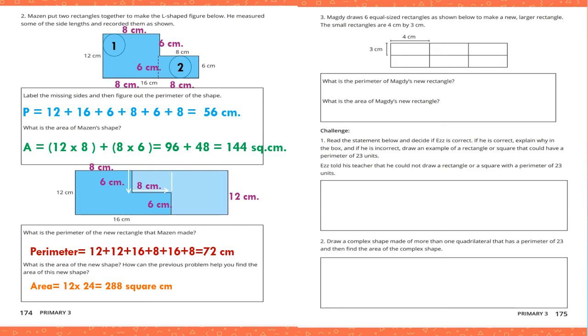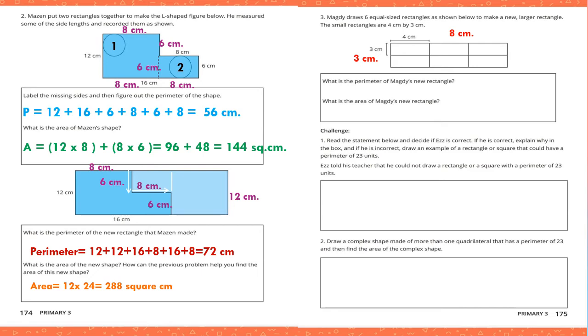Number 3. Magdi drew 6 equal-sized rectangles as shown below to make a new, larger rectangle. The small rectangles are 4 centimeters by 3 centimeters. So the total width will be 3 plus 3 and the total length will be 4 plus 8.